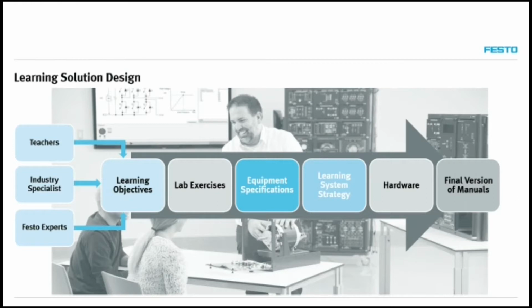Realize that at this point, there is still no equipment available, no system has been built. We are just thinking about the objectives and how to achieve these objectives. Then, based on these lab exercise definitions, we will come up with the equipment specifications that allow achieving these exercises, and then the learning system strategy. And then finally, we will build the hardware based on this former analysis. Finally, the technical writers will write the final version of the manuals that go with the equipment. So then you are sure that what you get is a system that is perfectly suited to achieve the objectives that it was aiming for, and that the manual is also perfectly adapted to the system because it's been written from the system and by taking pictures of the actual system.